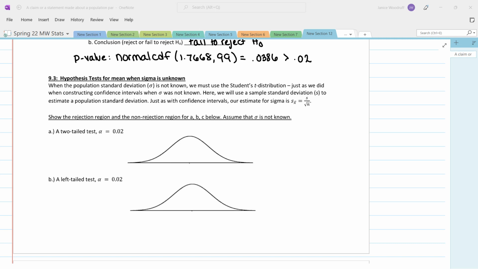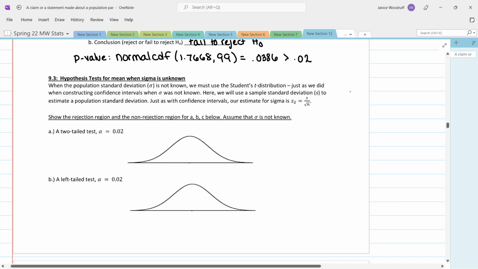We're doing 9.3, so this is still hypothesis testing, but now when the standard deviation is given in a sample. So the population standard deviation is unknown. The standard deviation will be given in a sample. So when the population standard deviation is not known, we're using a t distribution. Okay, so we're doing t distributions for this section.